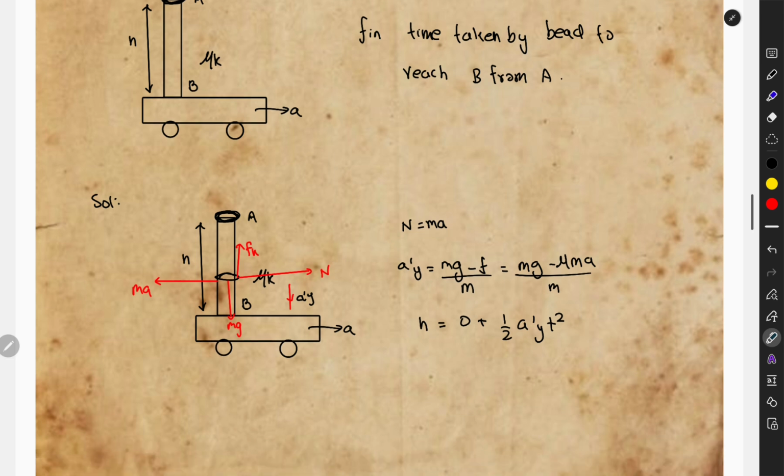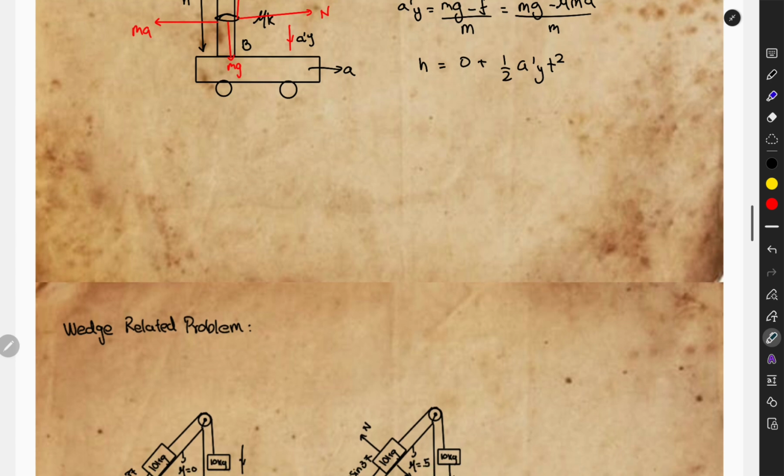So yeah, do that and get the answer. And after getting this value, you will get h, you can apply it in the kinematics formula and get it. So a dash y, don't confuse it, it's just acceleration in the y direction. So mg minus f by the mass will give you acceleration. I hope you understand these things fine.